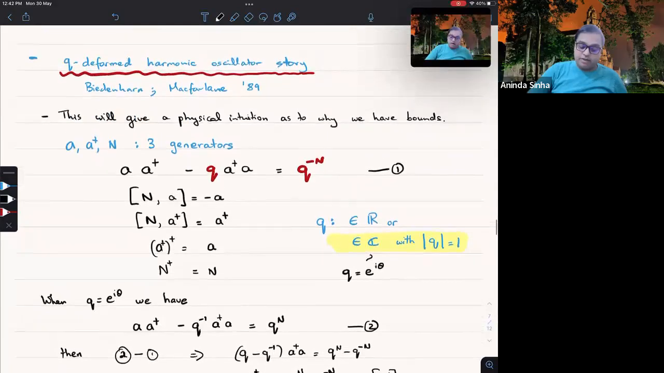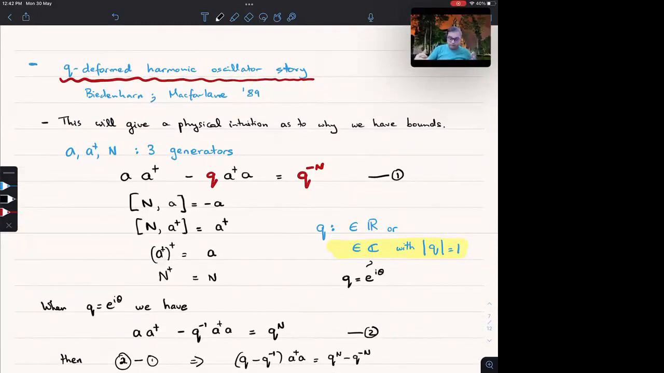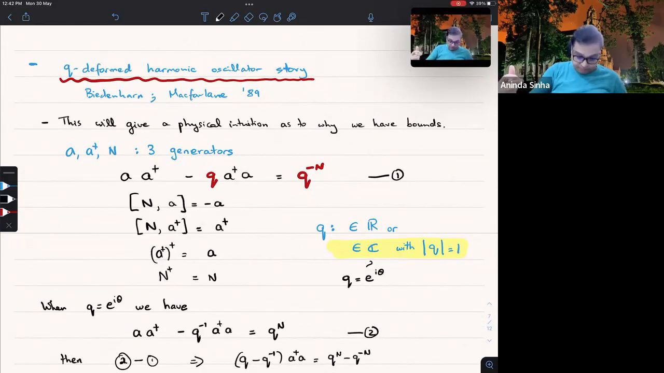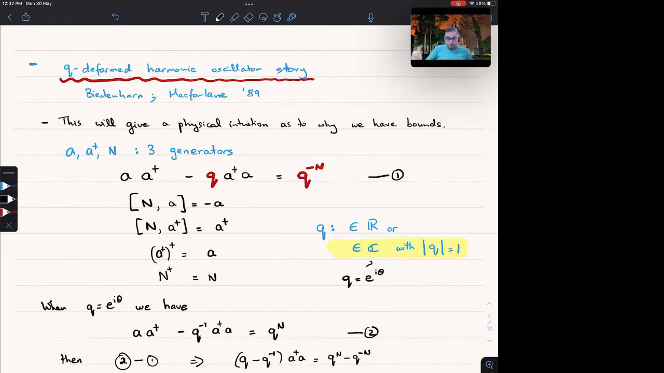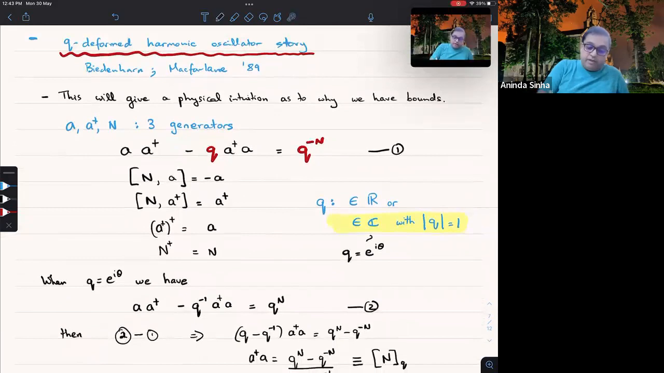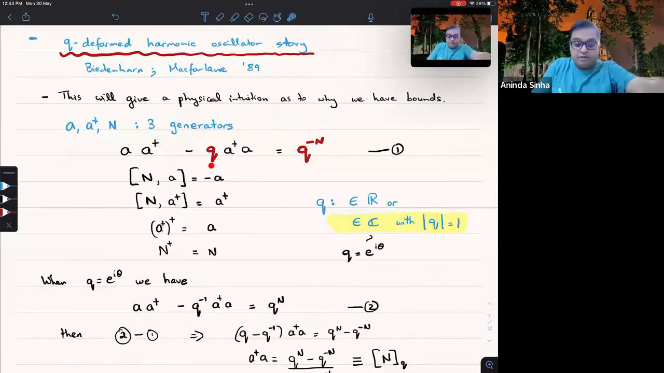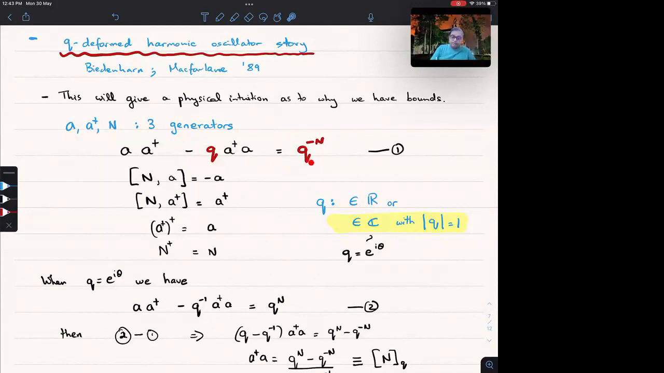So we want to ask if you can give some kind of a physical picture as to why we are getting bounds, and is there some other way of coming to this generating function of the knot polynomials. So what is this Q-deformed harmonic oscillator? Like in the ordinary harmonic oscillator, if Q was 1, then you would have just gotten the usual harmonic oscillator, but Q is a deformation parameter. So you talk in terms of 3 generators, A, A dagger, and N, and you introduce this algebra, which is called a Q-deformed harmonic oscillator algebra.